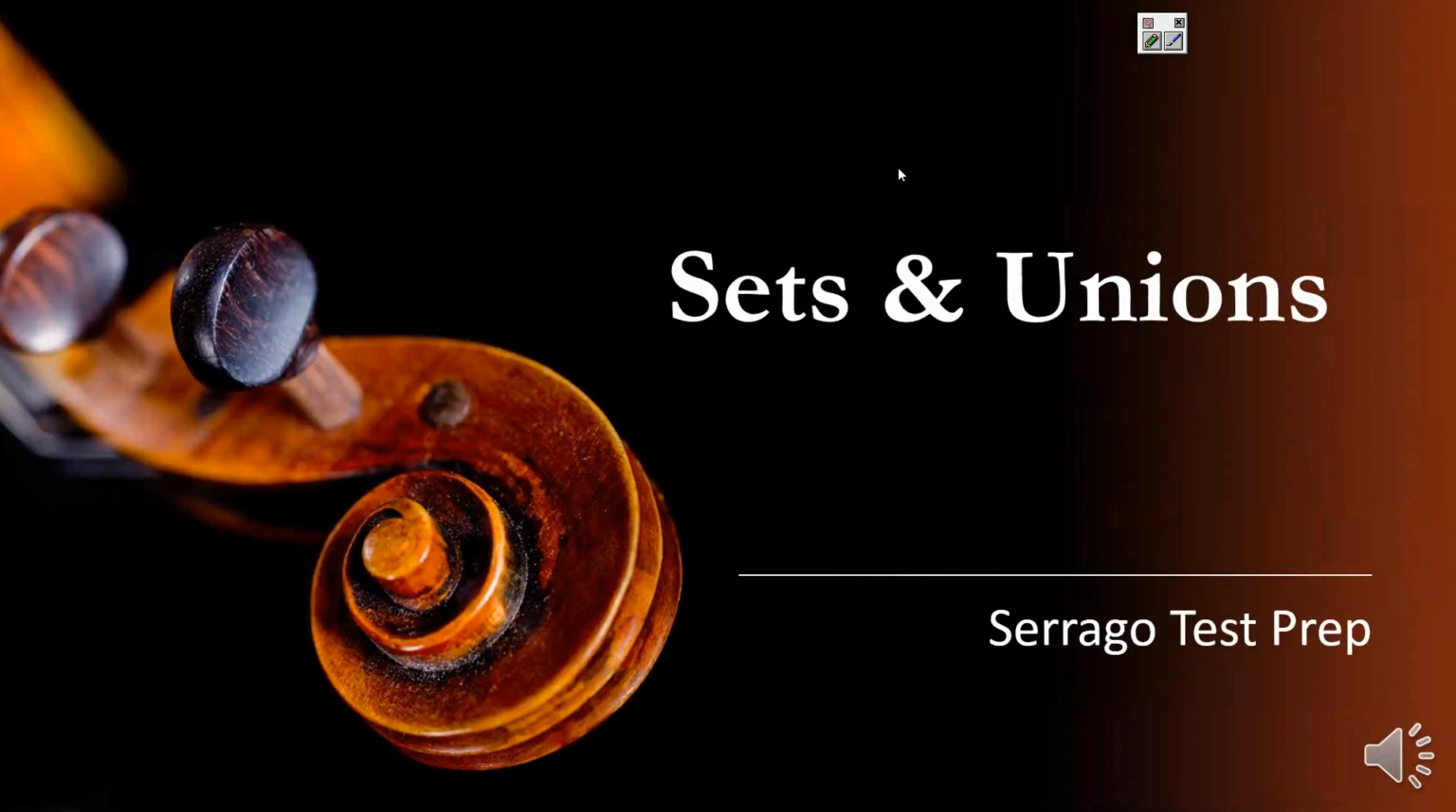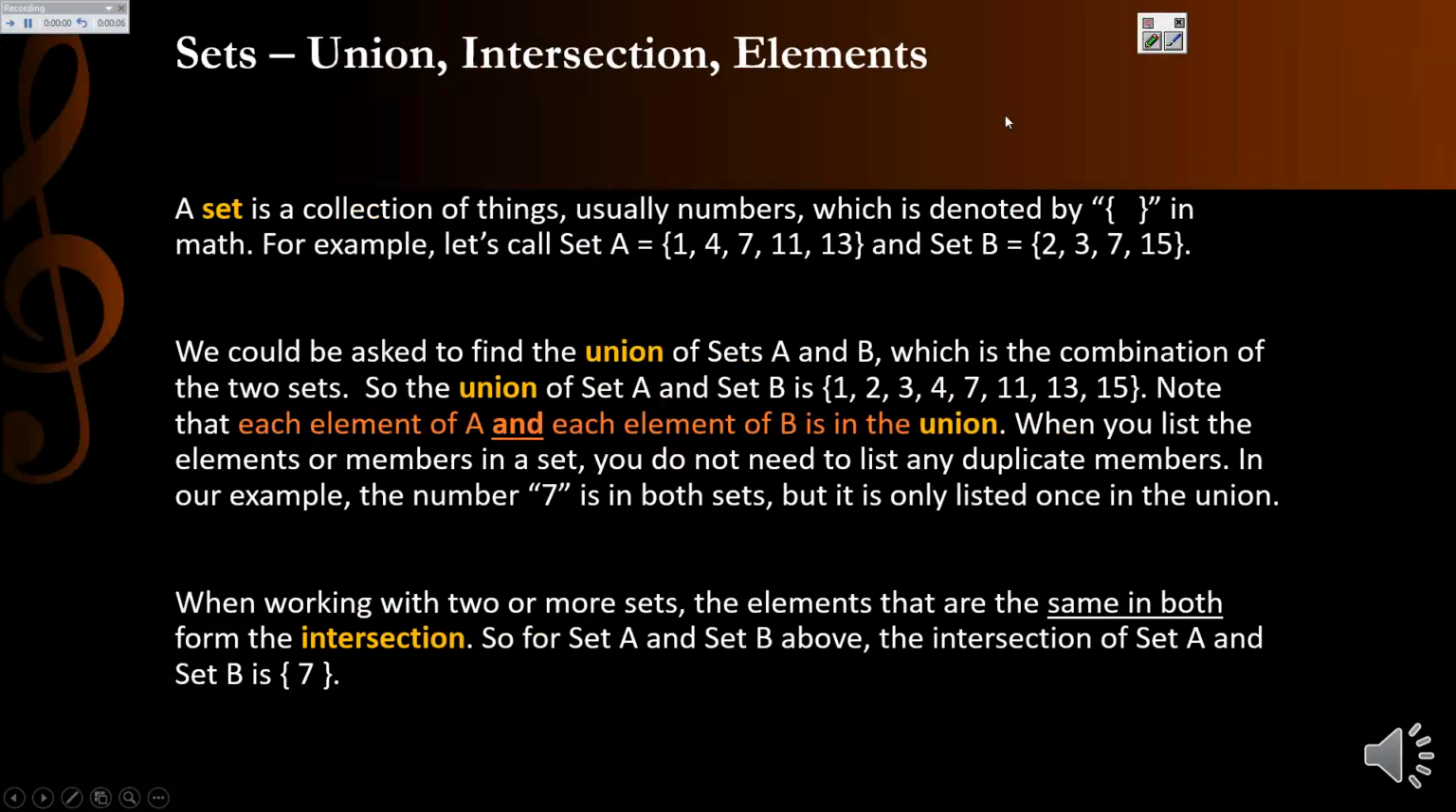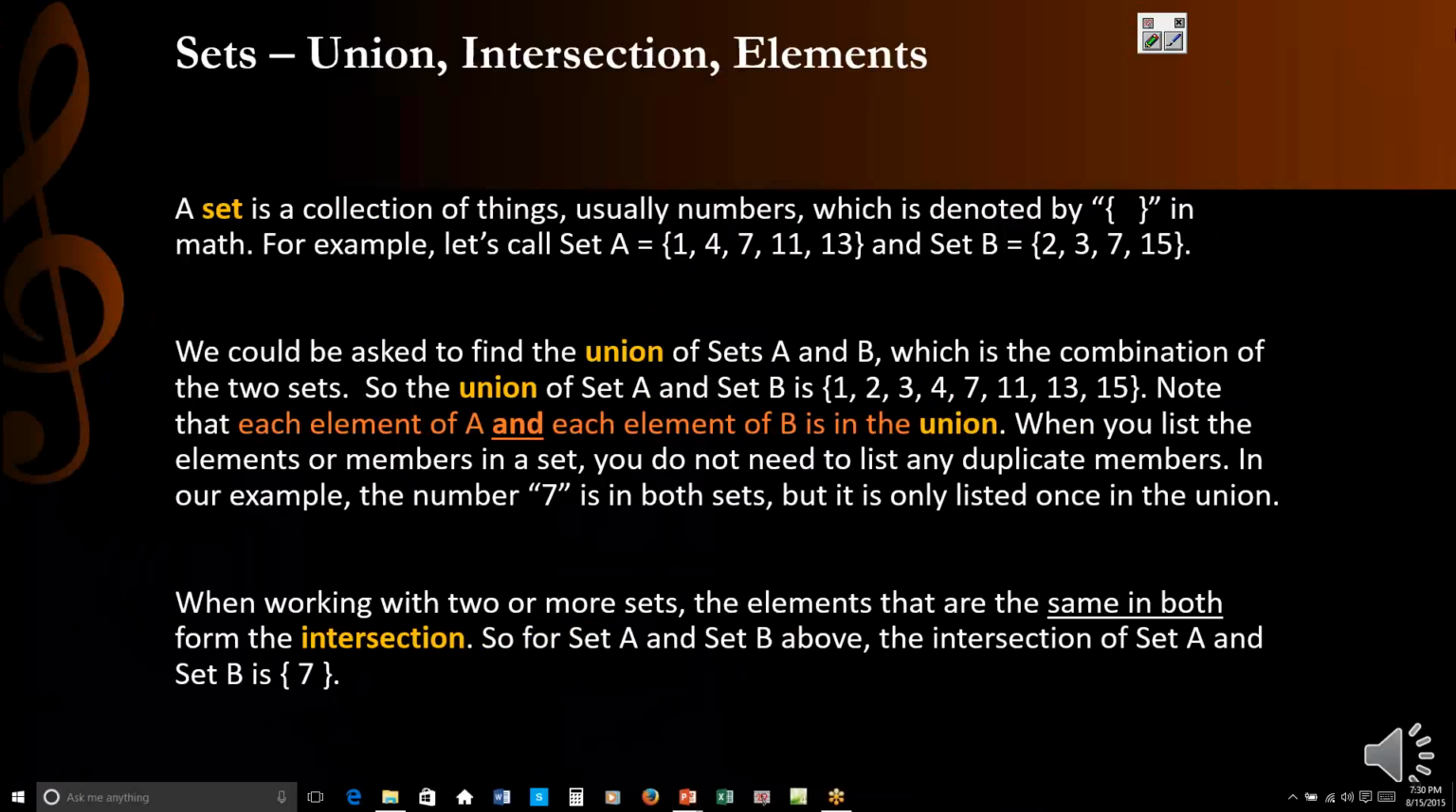Today we're going to be talking about sets and unions. So first of all, we want to know what some terms mean. We have union, intersection, elements. All of those things we have to know about. A set is a collection of things, usually numbers, which is denoted by these braces in math.